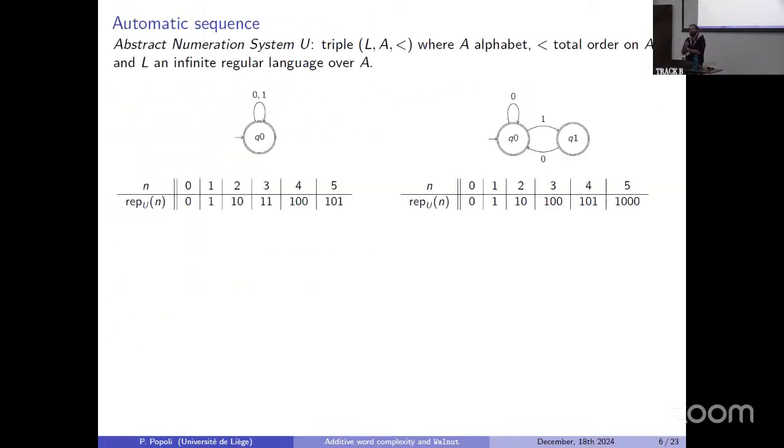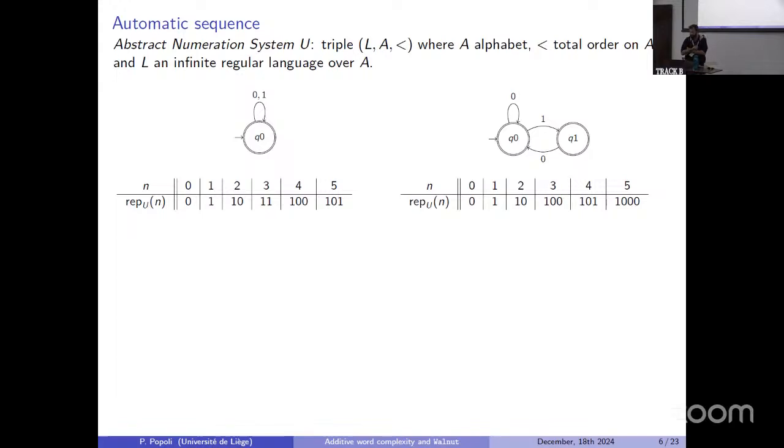So I will now define more precisely the main objects of this work, which are the automatic sequences. We start with an abstract numeration system. This is a triple L, A, and a total order, where L is an infinite regular language. For instance, on the left, we have the classical base-two numeration language where every binary word is accepted. And on the right, we have another abstract numeration system where there are no two consecutive ones in the representation of integers. So this is why on the right we have 0, 1, 10, 100, 101, etc.